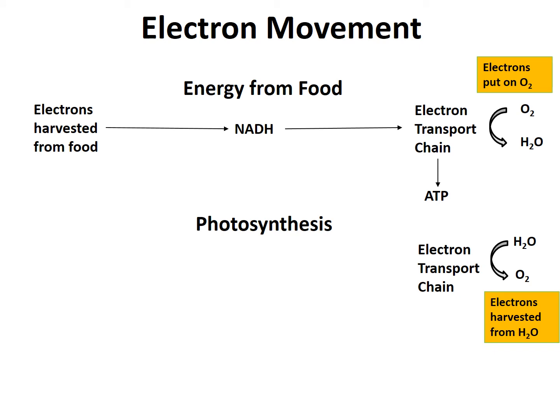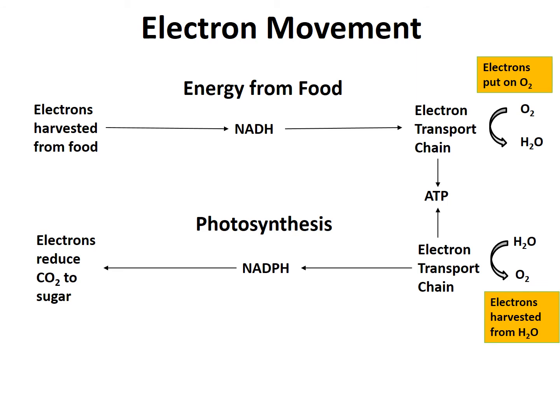There is an electron transport chain related to photosynthesis, just like there is related to oxidative phosphorylation. That electron transport chain is used to develop a proton gradient and make ATP. The electron transport chain also dumps the electrons that we harvested from water to make NADPH, a relative of NADH. Those electrons are used to reduce carbon dioxide to sugar.